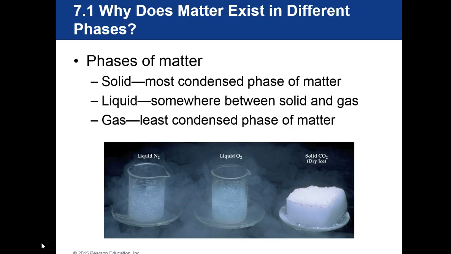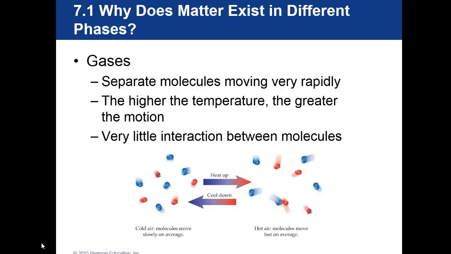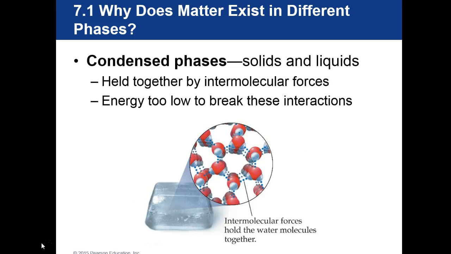A lot of times we can't see it, but as you can see, we have liquid oxygen here and liquid nitrogen, but when it turns into a gas, sometimes it can be seen, sometimes it can't, but that is the least condensed phase. So first, looking at gases. Separate molecules move very, very rapidly. The higher the temperature, the greater the motion. There's very little interaction between the molecules. As you can see from this picture, hot air molecules move very fast and are very far apart, and the cold air molecules move slowly and are much closer together.